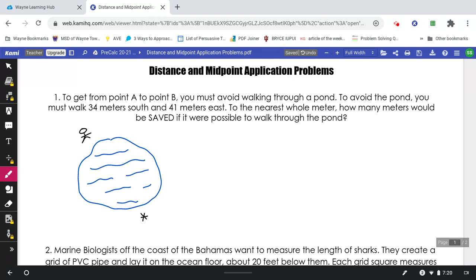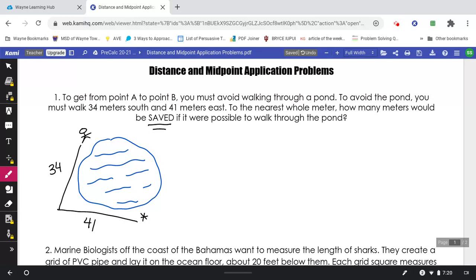So you're going to walk 34 meters south and then 41 meters east. And then to the nearest whole number, how many meters would be saved? That's important. It's not asking us a direct question. It's going to ask us a couple of steps. How many meters would be saved if it were possible to walk through the pond?